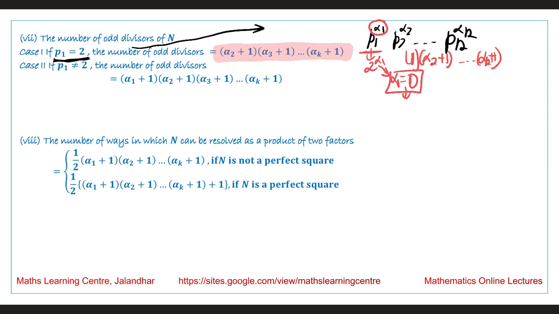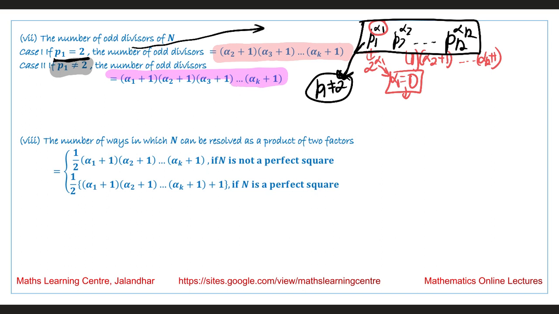Second case: if p is not equal to 2, then it means that 2 is not a factor of this term. It means whatever powers we take, it is always an odd number because 2 is not a factor of this term. So the number of options we have is alpha 1 plus 1, alpha 2 plus 1, alpha 3 plus 1, and so on up to alpha k plus 1.